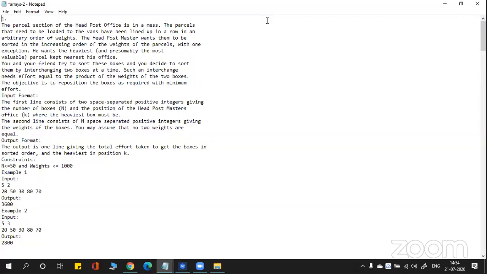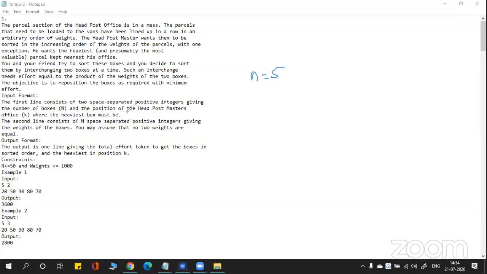So I'm taking some inputs. What are the inputs given? Let me read the input format. The first line consists of two space separated positive integers, giving the number of boxes. That is nothing but n. n is the number of boxes. So n is equal to 5.